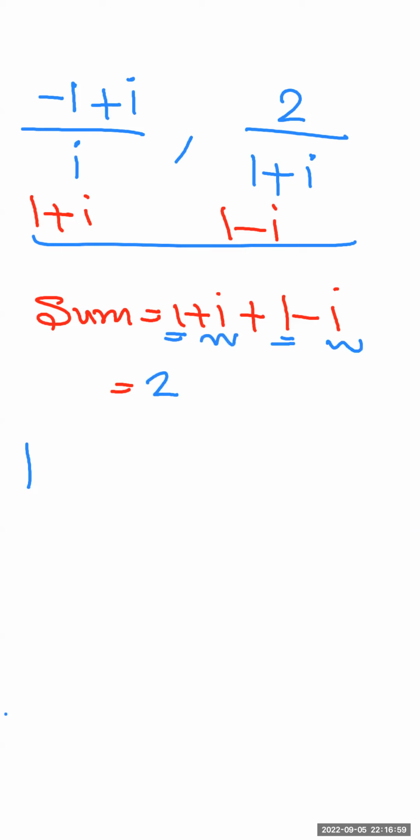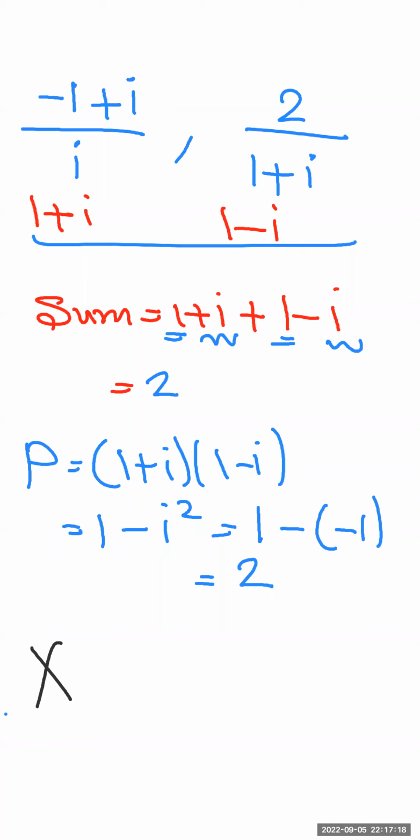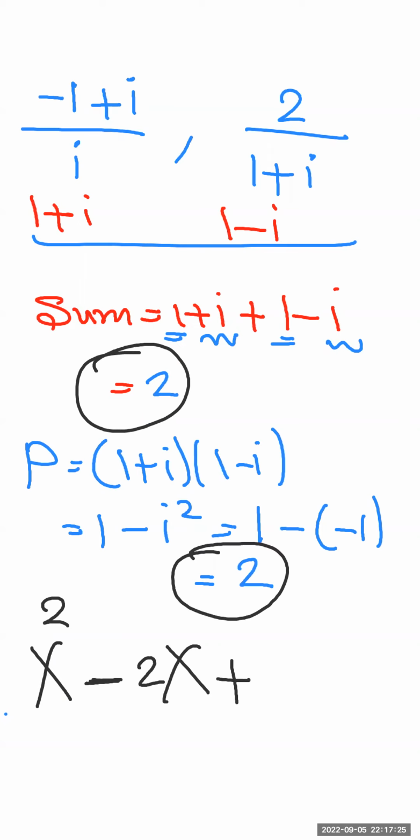Product will equal 1 plus i times 1 minus i, two conjugate numbers: the first squared minus the second squared, so 1 minus -1, so it will equal 2. Okay, now the equation becomes x squared minus sum (0) x plus product (2) equals 0. Done.